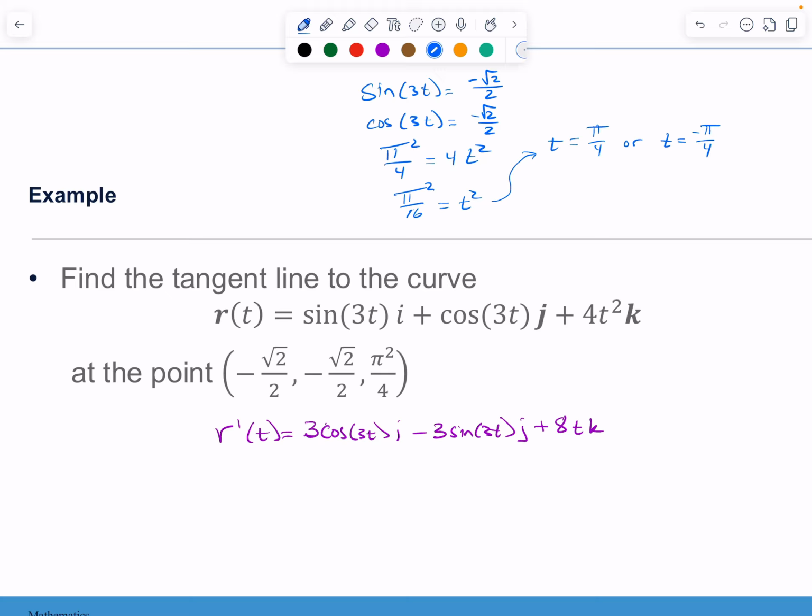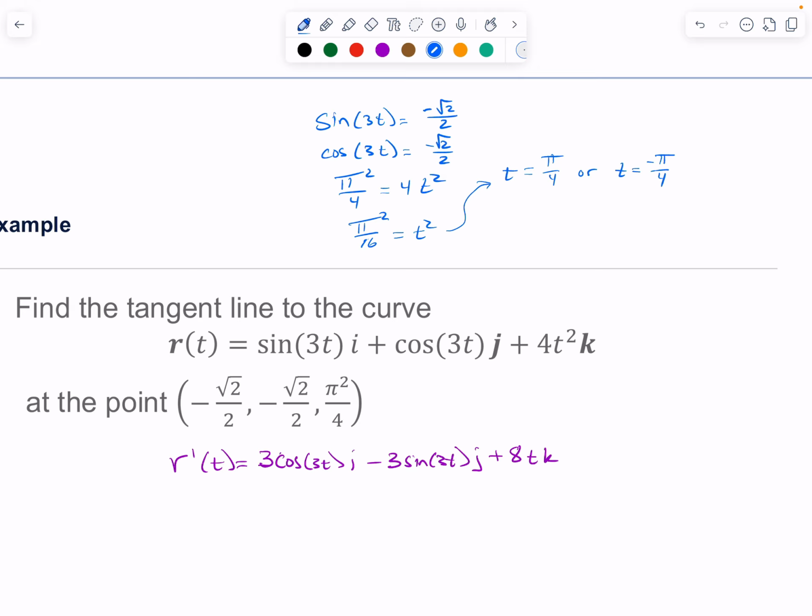So I need to know which one of these I'm dealing with. So let's check them out. Which of these works? It's going to be one of those two. So let's try t equals pi over 4. If you plug pi over 4 into these two things, I get sine of 3 pi over 4 and cosine of 3 pi over 4. Sine of 3 pi over 4 is positive radical 2 over 2. The cosine is negative. And so because of this, I'm sad.